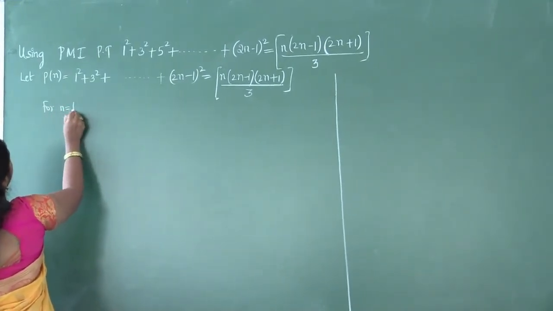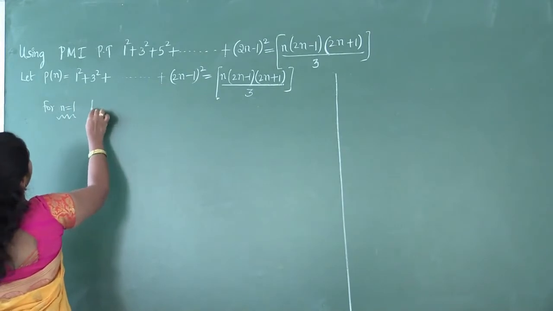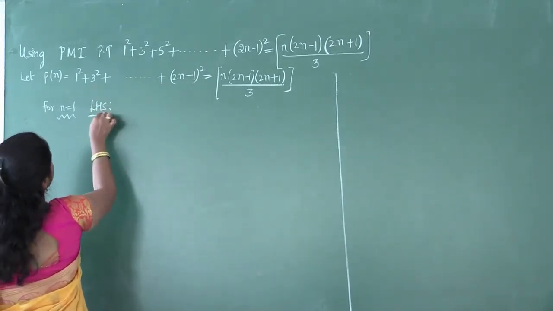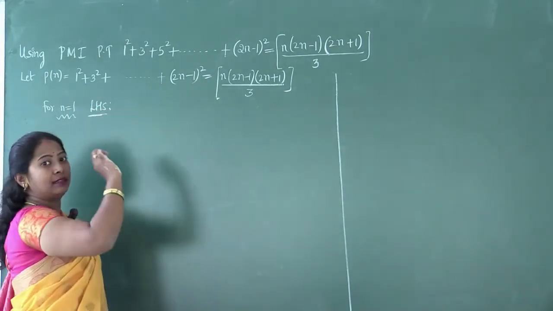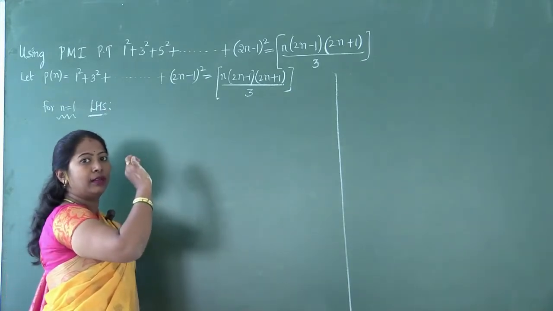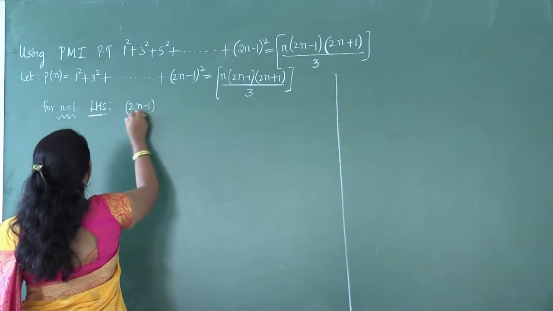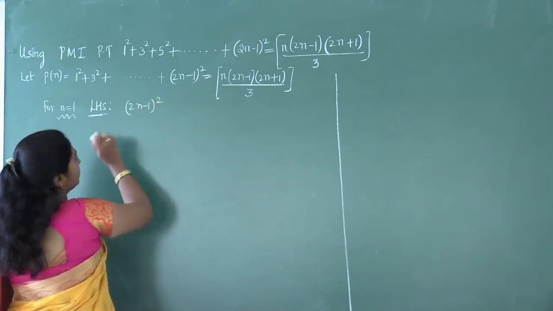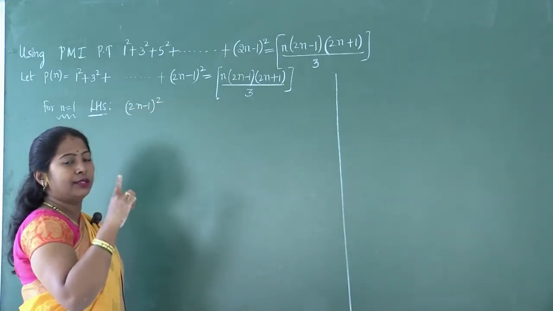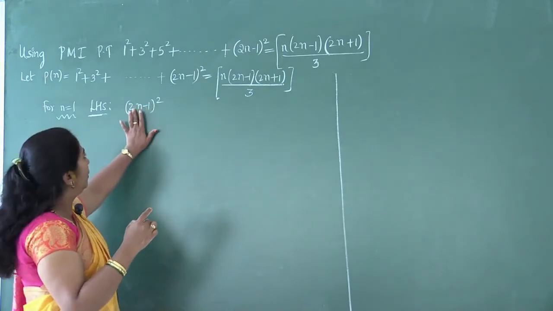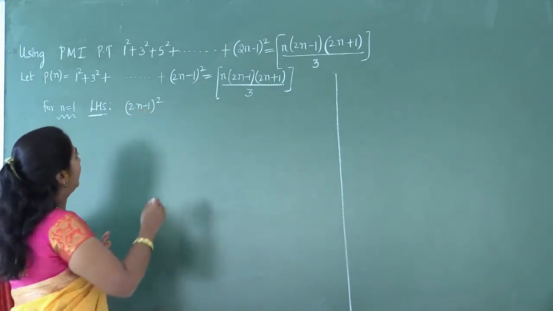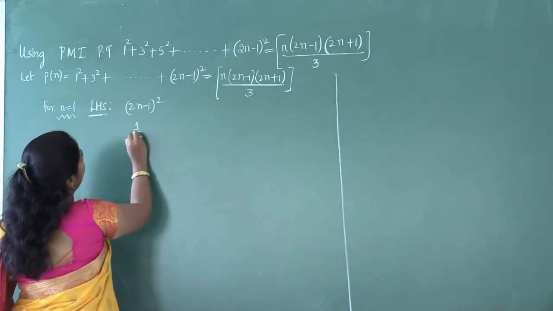For n is equal to 1, consider LHS. What is the nth term of the LHS here? 2n minus 1 whole square. In place of n, what will you write? 1. So 2 ones are 2, 2 minus 1, 1. 1 square is nothing but 1 itself.